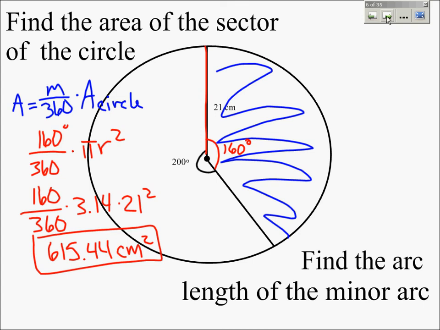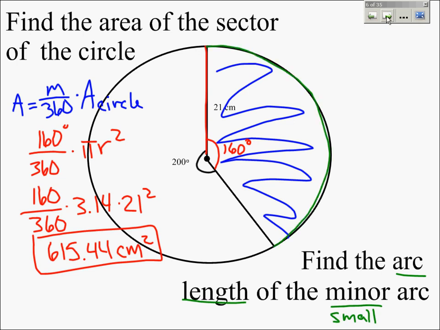Okay. Next, we're going to find the arc length. Again, arc is part of the circle, part of the circumference, and it wants us to find the minor arc. Minor meaning small. So it wants us to find the small arc. So that would be this guy.